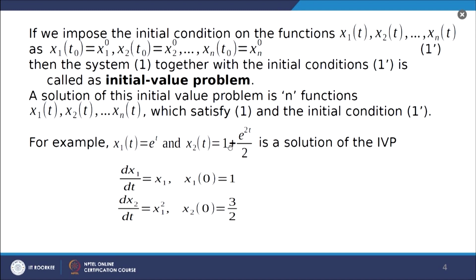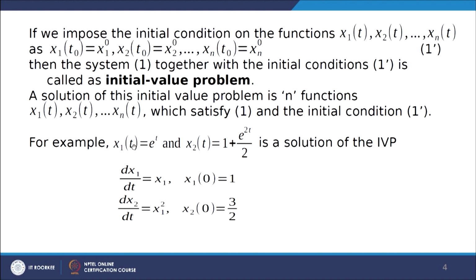When you differentiate this with respect to t, what you get is dx2/dt equal to 2 times e to the power 2t by 2, that is e to the power 2t. So, dx2/dt is equal to e to the power 2t, which is equal to (e to the power t) whole square, and so we can write that as x1 square. So, dx2/dt is equal to x1 square. So, x1(t) equal to e to the power t and x2(t) equal to 1 plus e to the power 2t by 2 satisfy the differential equations of this system.